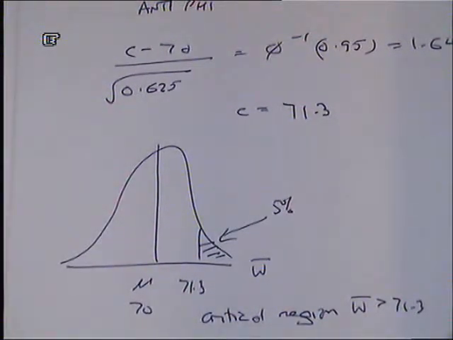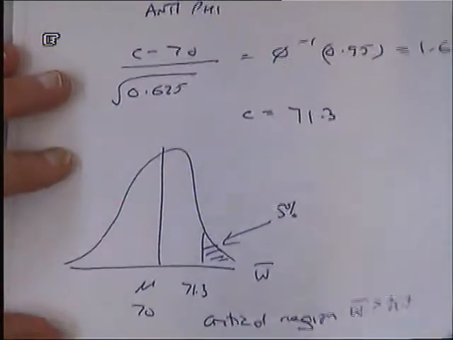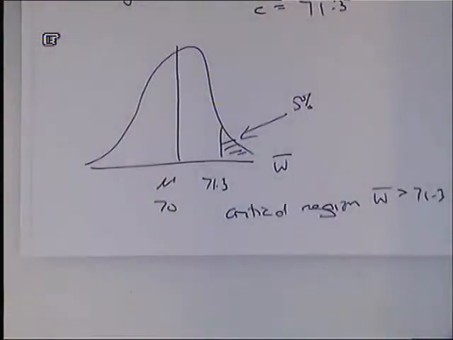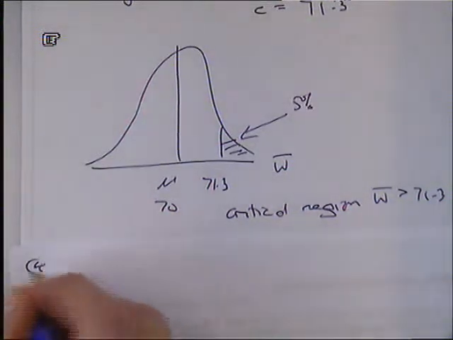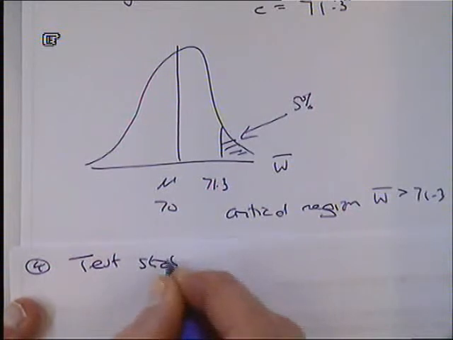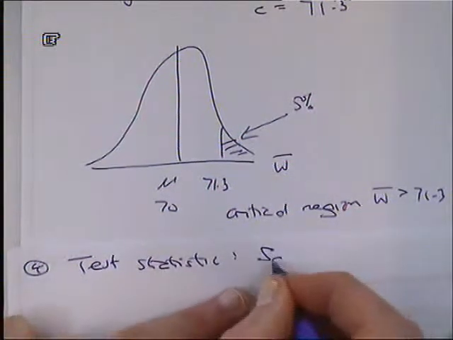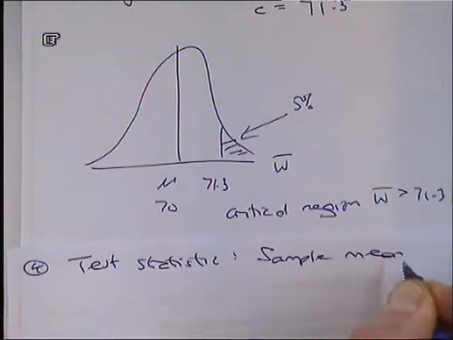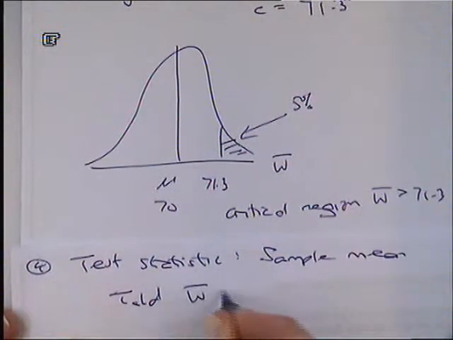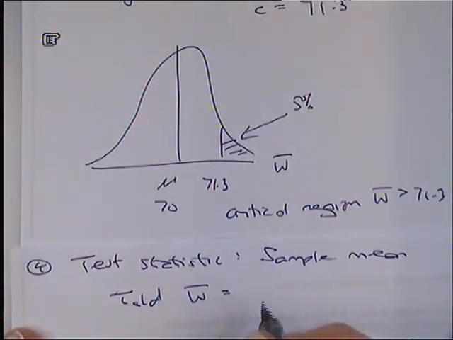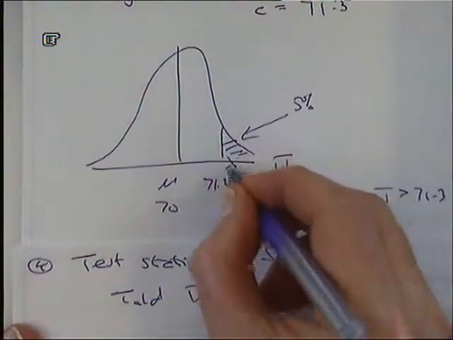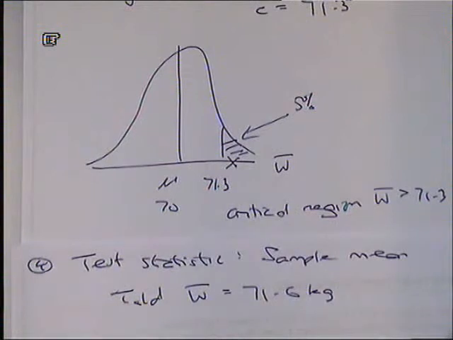That's step 3 done. Step 4 is calculate the test statistic. Well, the test statistic was given to us in the question. It said the sample had a mean of 71.6. So moving on to step 4, our test statistic is our sample mean, and we were told in the question that W bar, the mean of the sample weights, was 71.6 kilograms, which is about here somewhere. It's in the critical region.